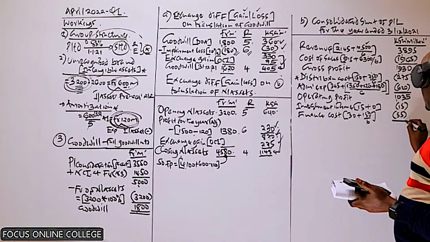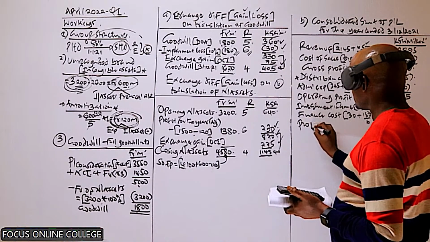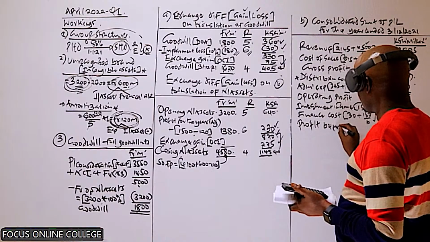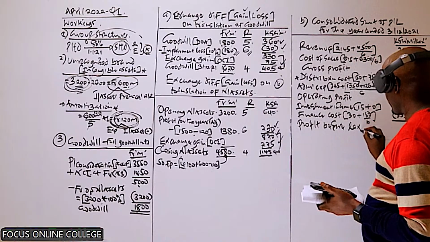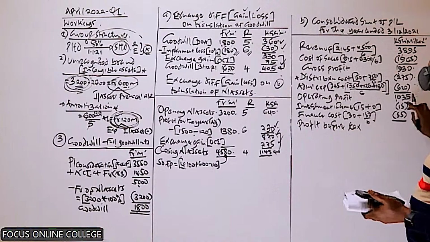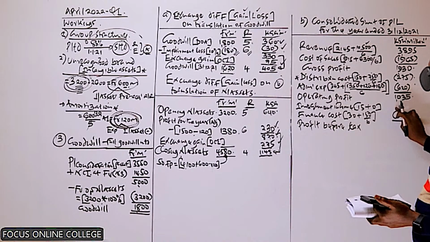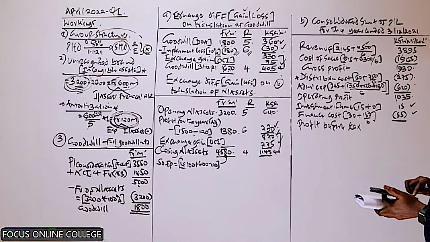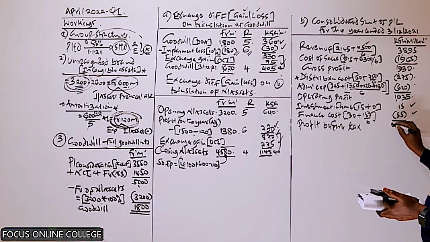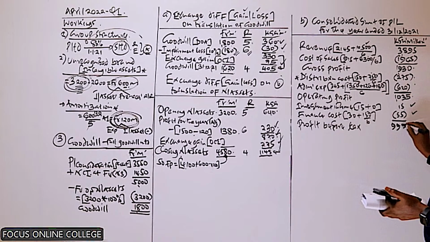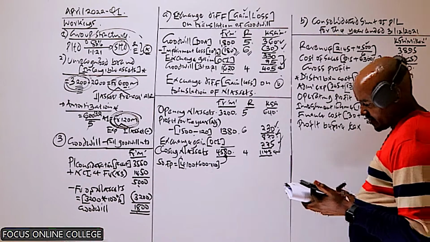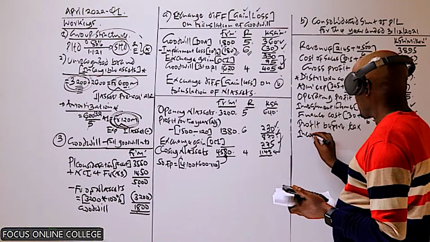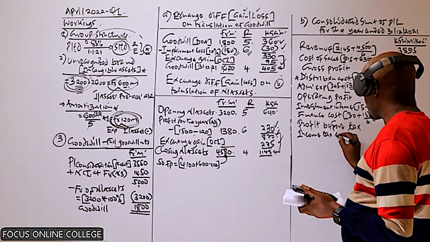Yes, so then we get the profit before tax. This investment income, sorry, should be added because this is an income. This one is to be deducted. So 1035 plus 15 minus 55. So that will give us 995. And now to this we less the income tax expense.